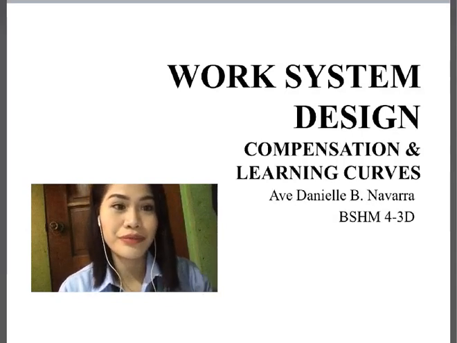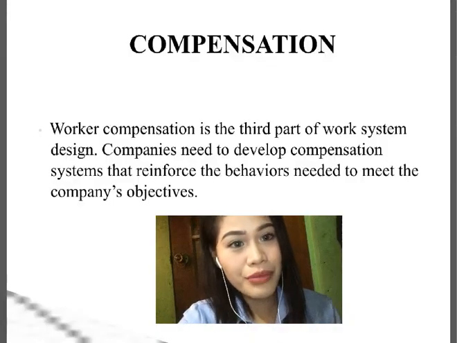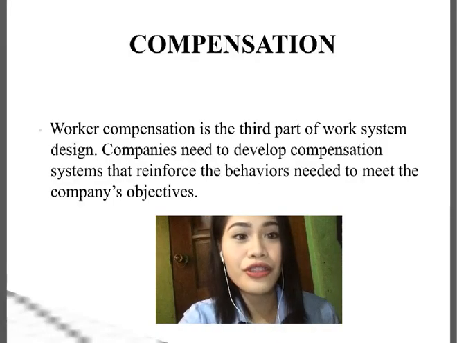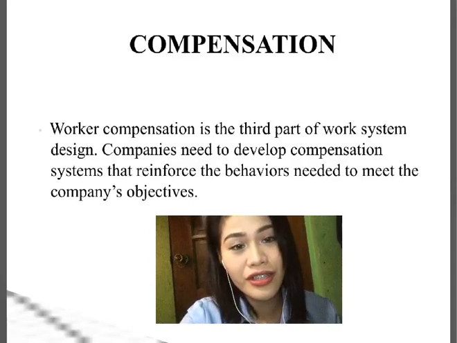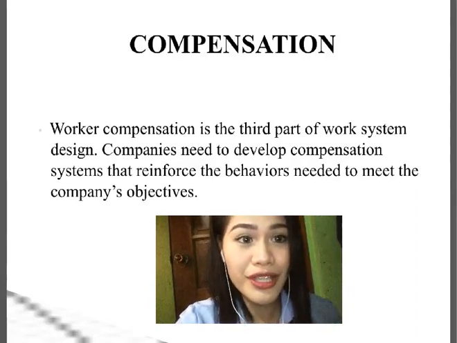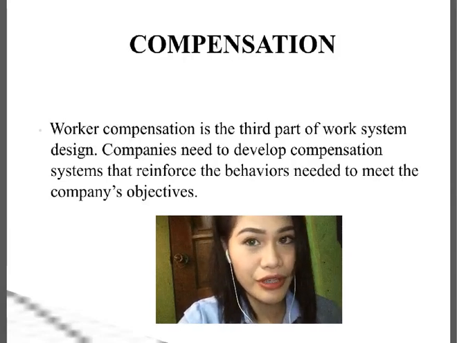I'll be discussing work system design, compensation, and learning curves. Worker compensation is the third part of work system design. Companies need to develop compensation systems that reinforce the behaviors needed to meet the company's objectives.